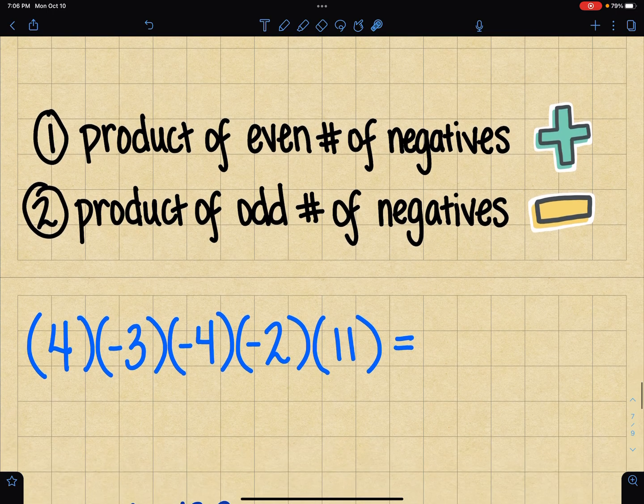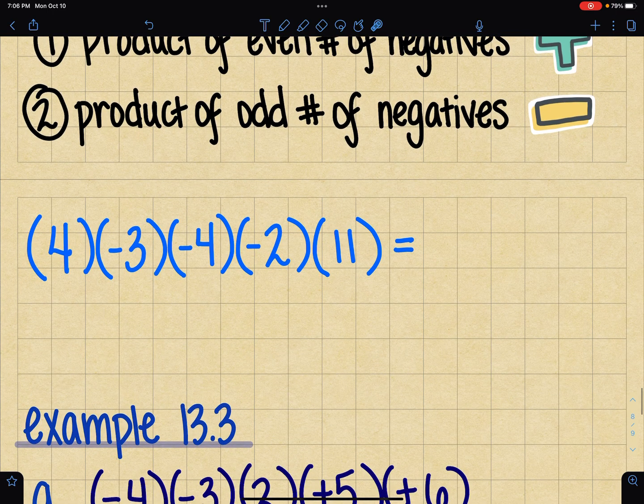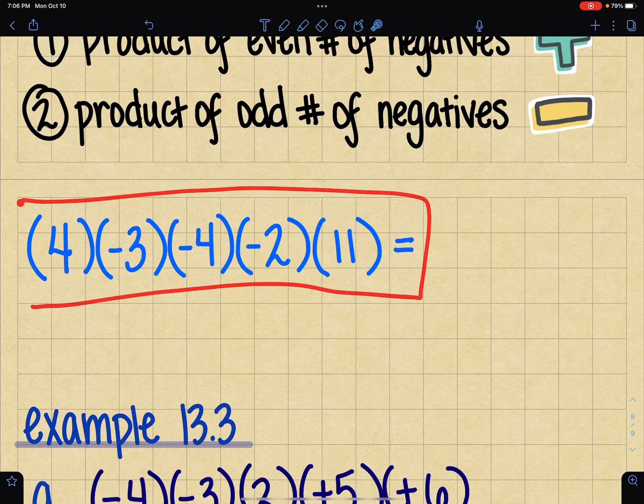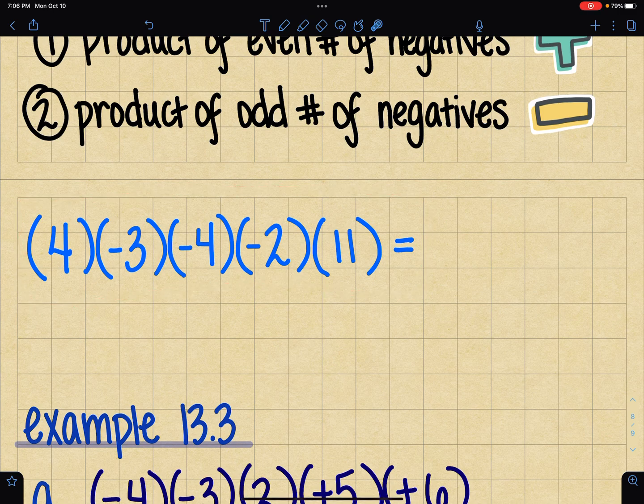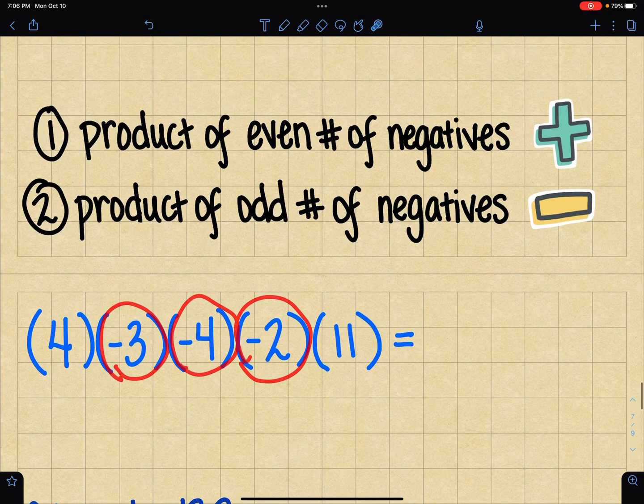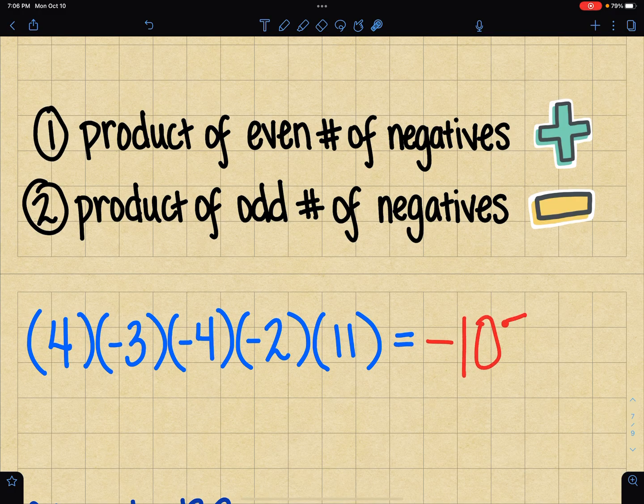Let's try this. All we have to do here, we don't have to do the answer. We just have to say if it's positive or negative. Here's 1 negative number, 2 negative numbers, 3 negative numbers. The rules say that since there's an odd number of negatives, the answer is going to be negative. And it is, the answer is negative 1056 if you did that in your calculator.